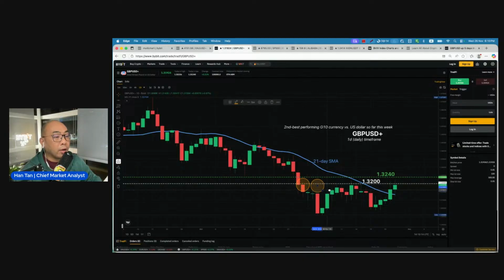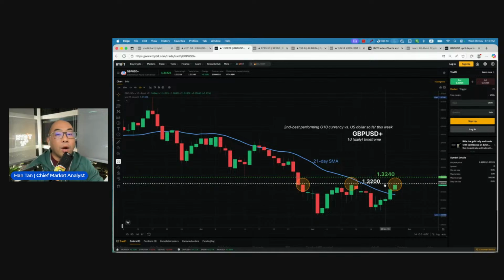You saw that on October 30th. You saw that again around here on November 13th and 14th, and we saw it again yesterday and even right now as we speak. So whether or not GBPUSD can conquer this big round resistance number of 1.3200 before eventually hitting our target of 1.3240. To be clear, none of this is financial advice.